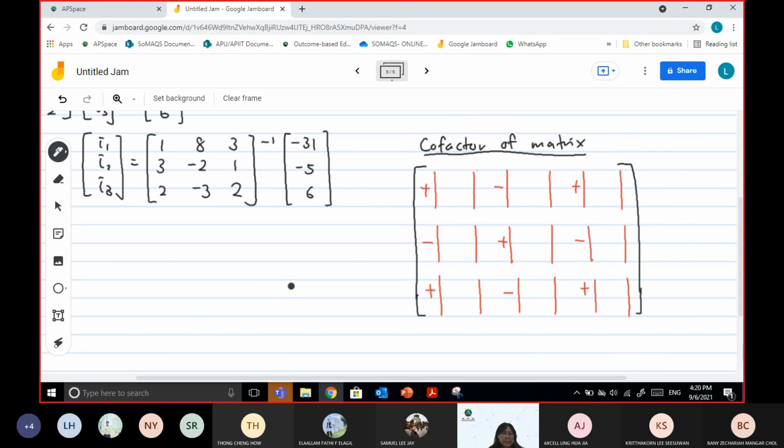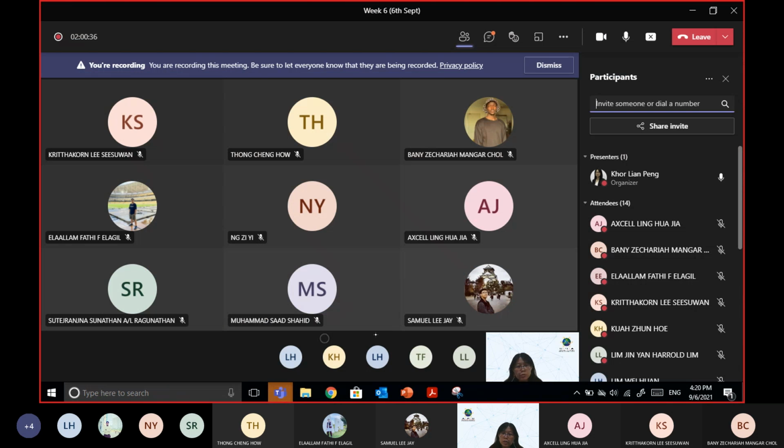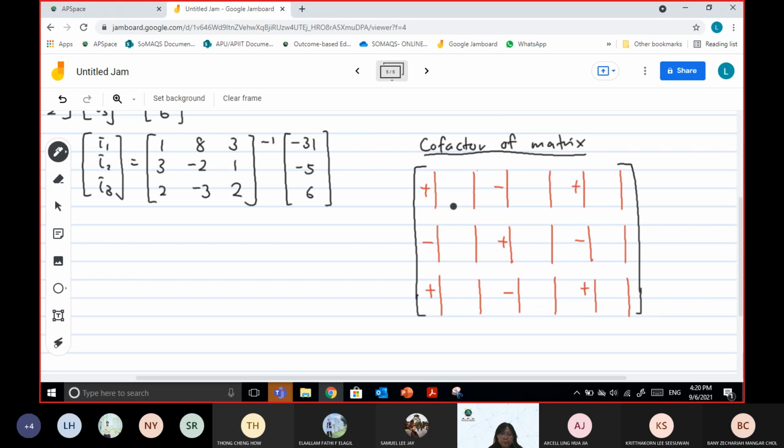Then we put in the values. Can I have students tell me again what the value is? Junho, what is the first row value?